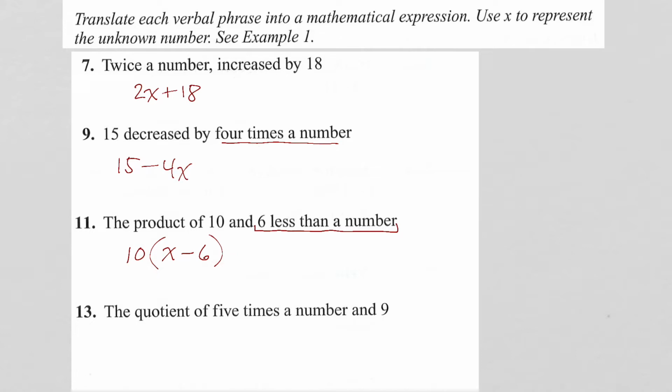that. Okay, and number 13, the quotient is of 5 times a number and 9. A quotient is division. So the first part goes on the top, that's 5 times the number, so that's a 5x, and the second part is on the bottom. So that's the quotient of 5 times the number and 9.